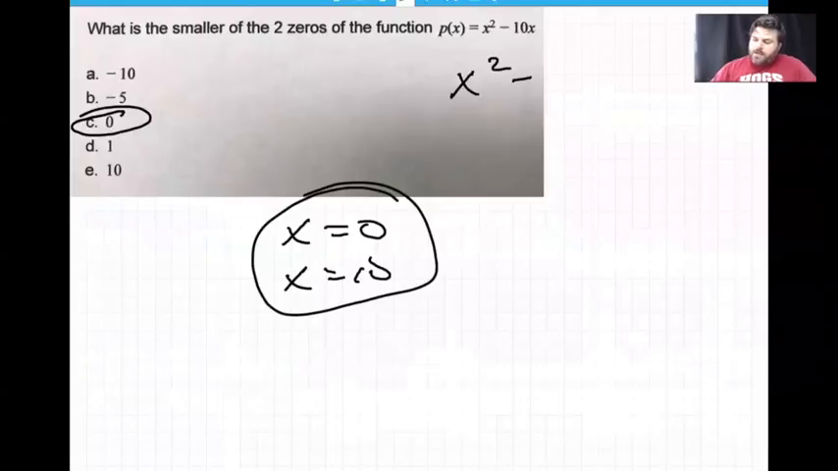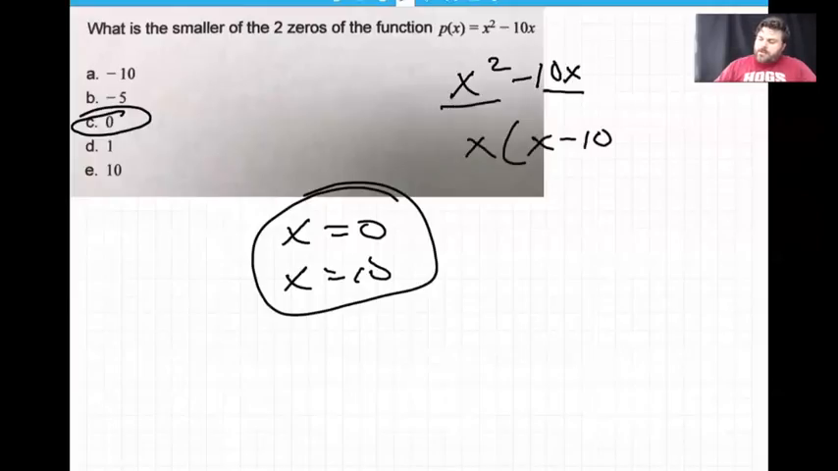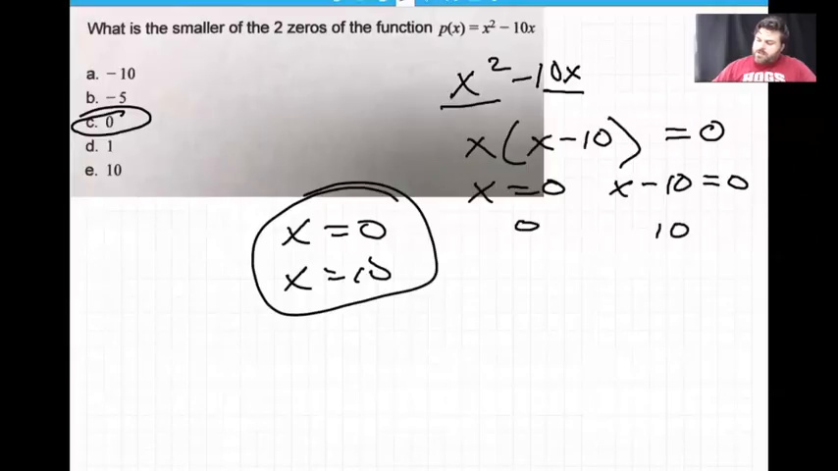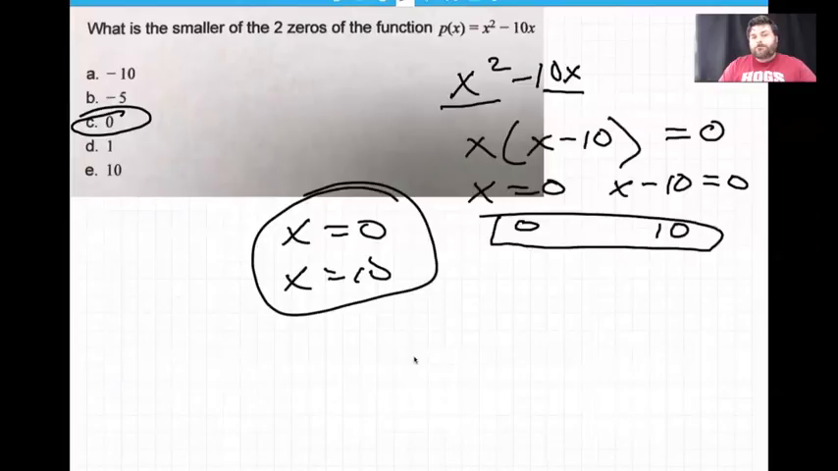Alternately, this one would have been an easy one to factor because you look for the greatest common factor. There's an x in everything. So you factor out an x. We're looking for zeros, so we set it equal to 0. Let the first factor equal 0 and the second factor equal 0. This gives you 10. This gives you 0. Same thing. Okay.